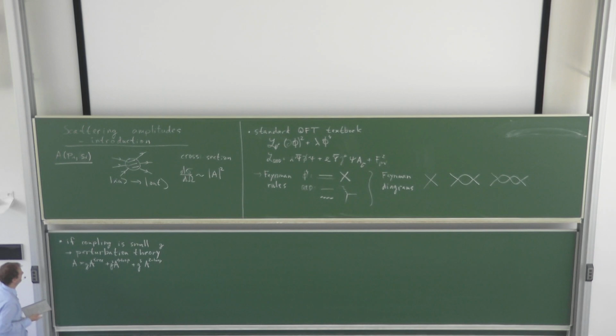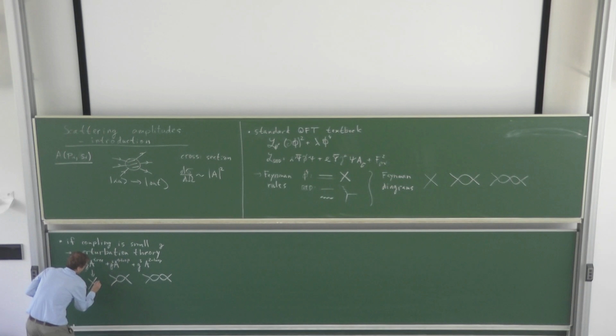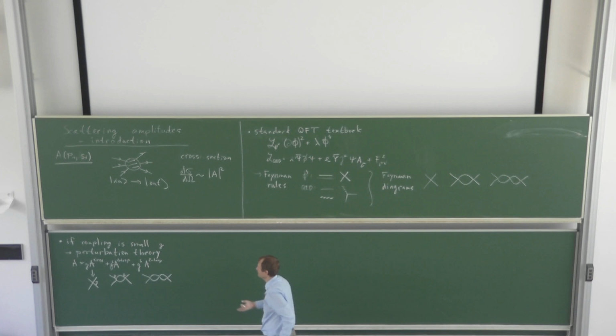As we show here, an example of the Feynman diagram would be this one. This is tree. This is one loop. This is two loop for the phi to the four theory. Here the powers of G exactly correspond to putting G in each vertex. Now if the coupling is small, then the tree level amplitude should be dominant, then subleading, and subleading.